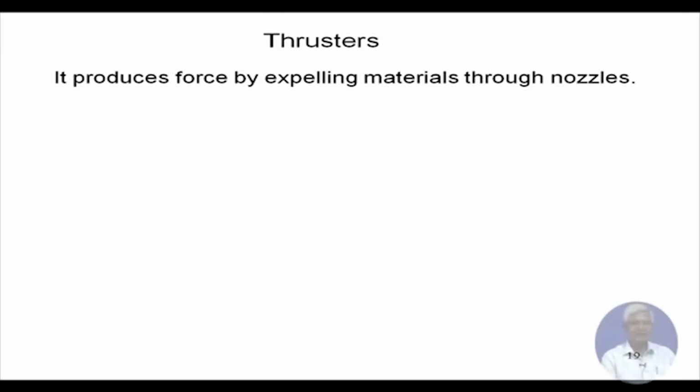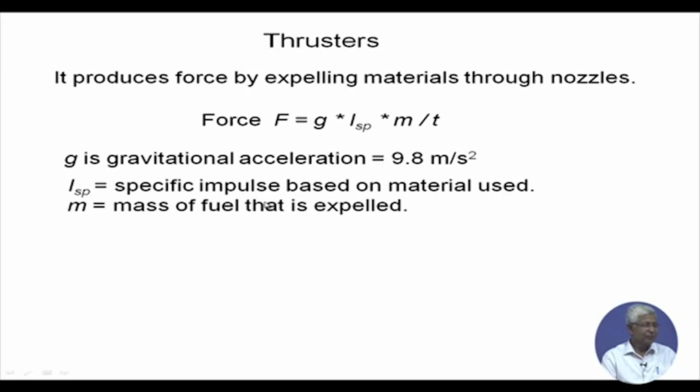Okay, what is a thruster? Let us get into a very brief description of that. It produces force by expelling materials through a nozzle, and that force is F equals g times the specific impulse times the mass of the fuel per unit time. So the amount of fuel that is required, the mass, is m equals force times the time divided by the gravitational acceleration and the specific impulse, that is in kg.